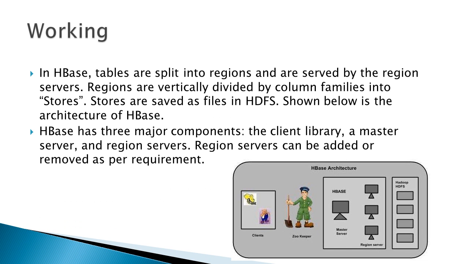Next is working. In HBase, tables are split into regions and served by the region server. Regions are vertically divided by column families into stores. Stores are saved as files in HDFS. There is a diagram of the HBase architecture where the client is in between, ZooKeeper is used to coordinate the master and region servers, and HBase is on top of the Hadoop distributed file system.